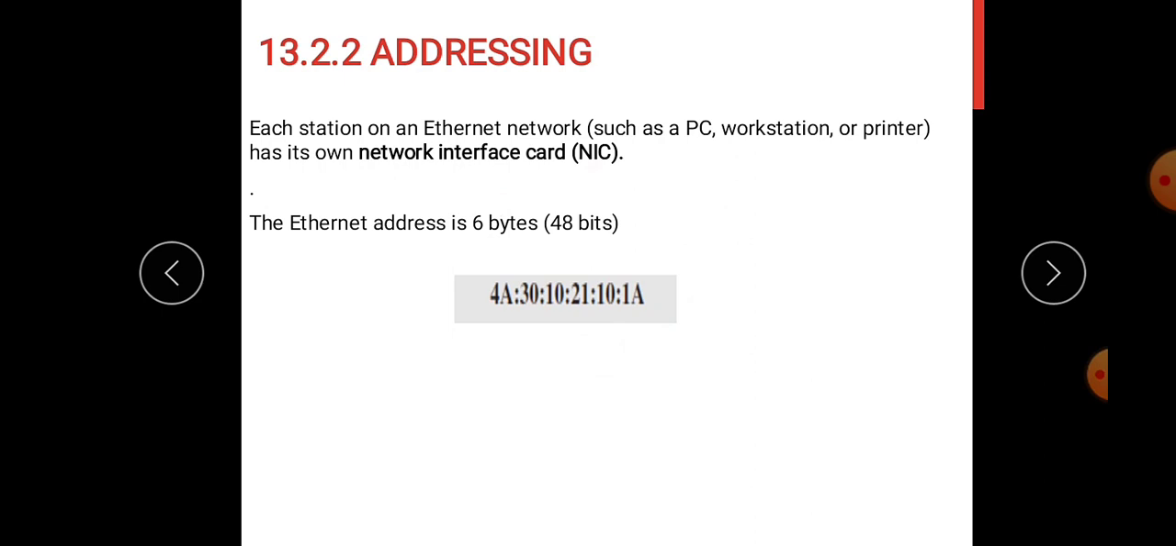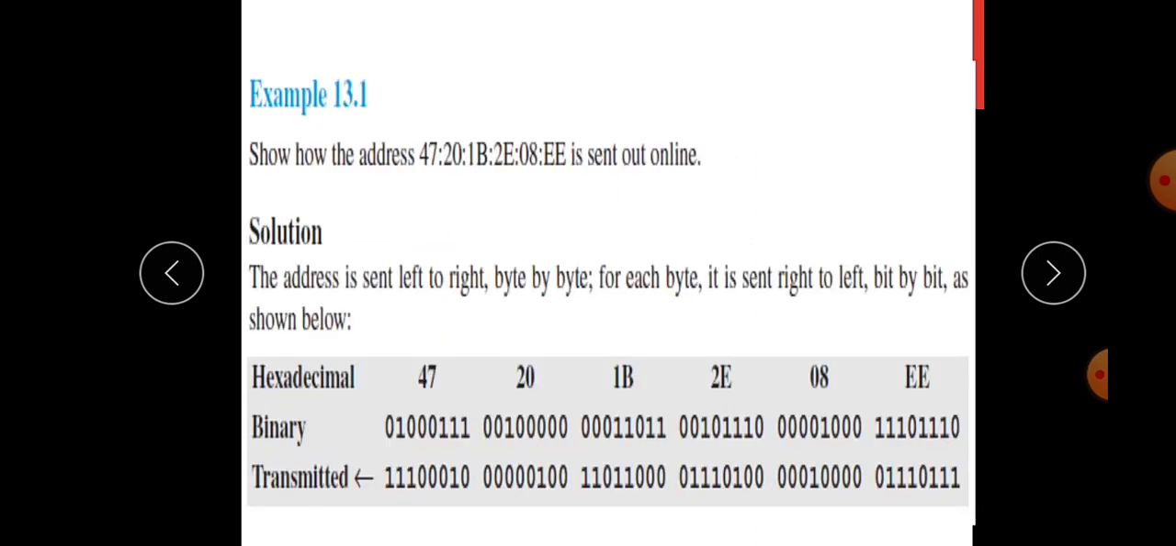The way the addresses are sent out to the output line is different from the way they are written in hexadecimal notation. The transmission is always from left to right, byte by byte. However, for each byte, the least significant bit will be sent first and then the most significant bit. So this is an example that shows how an address is sent to the output line.